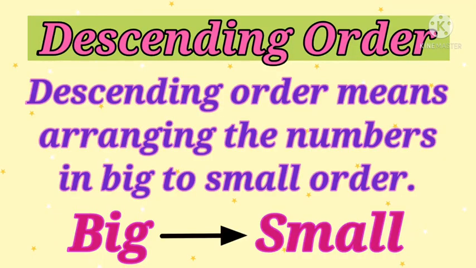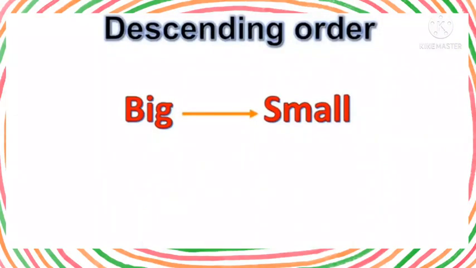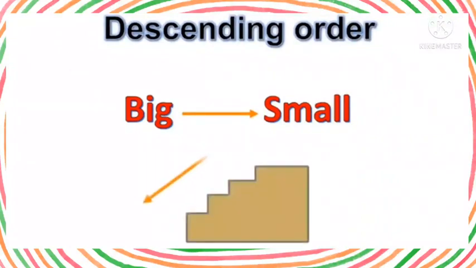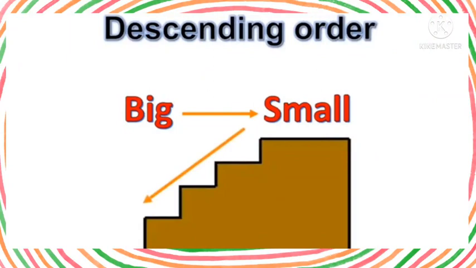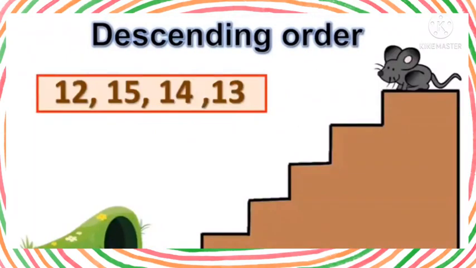Descending order means arranging the numbers in big to small order. When we go upstairs to downstairs, it is descending order. After eating the cheese, Mr. Mouse wants to go up to its hole. For that, he has to arrange these numbers in descending order. The numbers are 15, 14, 13 and 12.